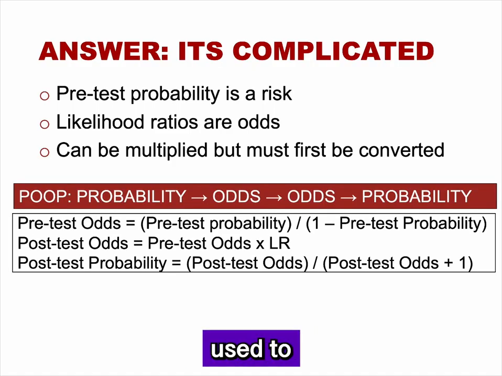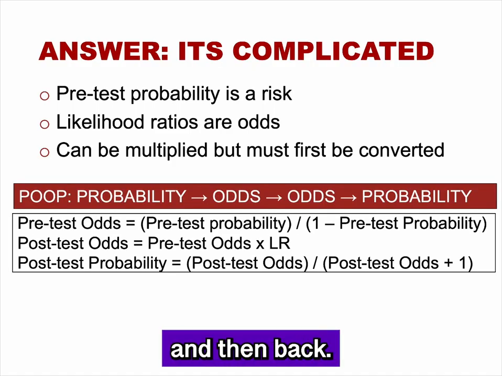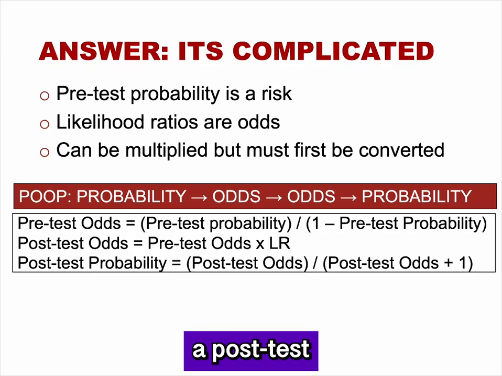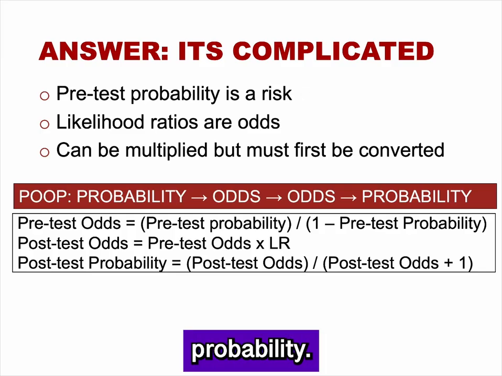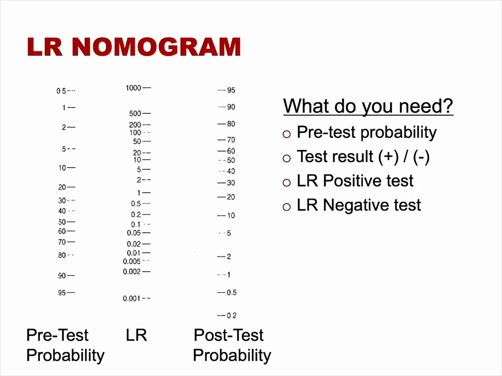These are the formulas used to convert risk to odds and then back. Pretest probability is first converted to pretest odds. Pretest odds is multiplied by the likelihood ratio to get a post-test odds. Post-test odds is then converted to a post-test probability. There are much easier ways to do this.